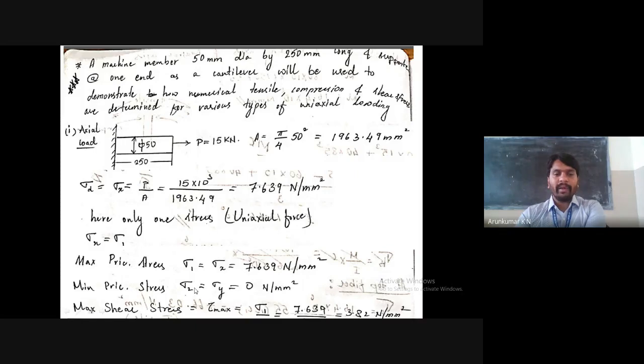And minimum sigma 2 is 0 because there is no y direction stress. So the minimum principal stress sigma 2 will become equal to 0. Maximum shear stress will be given by sigma 1 by 2. Here it is 7.639 by 2, 3.82 Newton per meter. This is the simple problem to demonstrate only the axial load. Is it clear here?